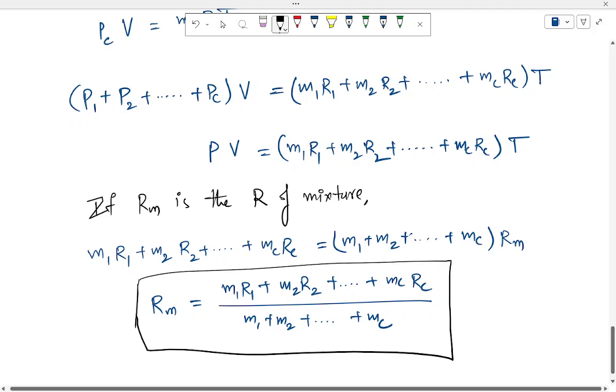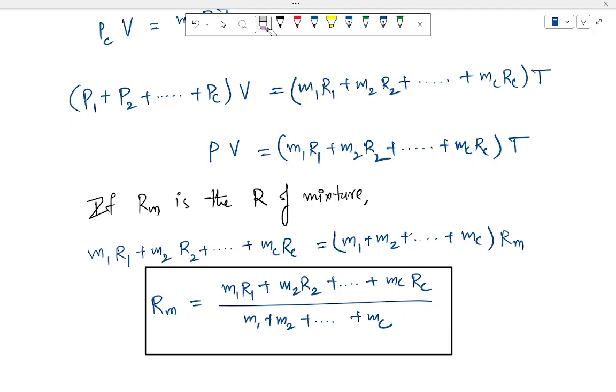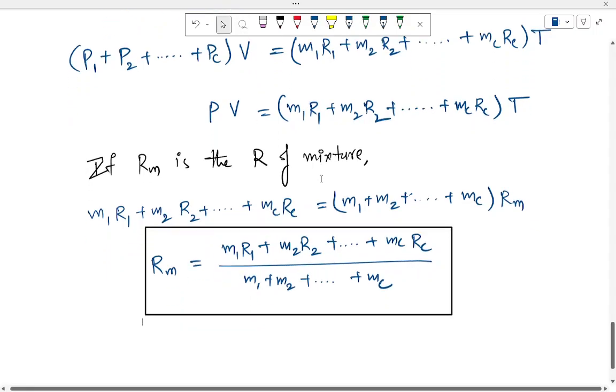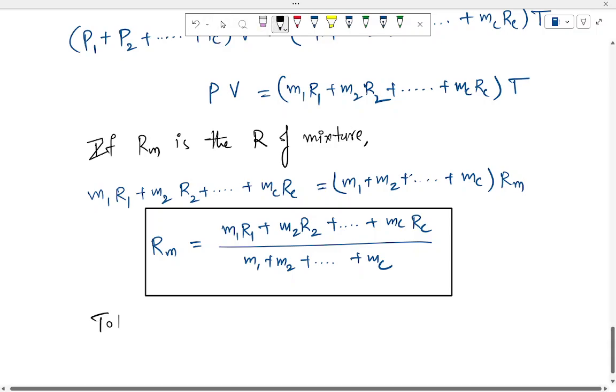This Rm is the value of R for the mixture. This is one important formula which you may use based on the need. Here, if you look at the denominator, it can be named as total mass. This total mass will be equal to M1 plus M2 plus so on plus MC. So simply this is the thing here.